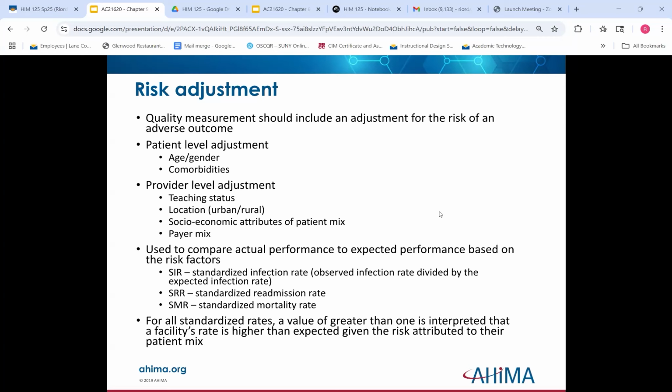The other thing is we have to adjust for whether it's a teaching hospital with residents and fellows, whether the patients are Medicaid, Medicare, and so on. And so we use this to compare performance to expected performance using the standardized infection rate. So in other words, the observed infection rate that we talked about in HIM 200 divided by the expected, and so on. For all of these standardized rates, a value of greater than 1 is interpreted that the facility's rate is higher than expected given its risk.